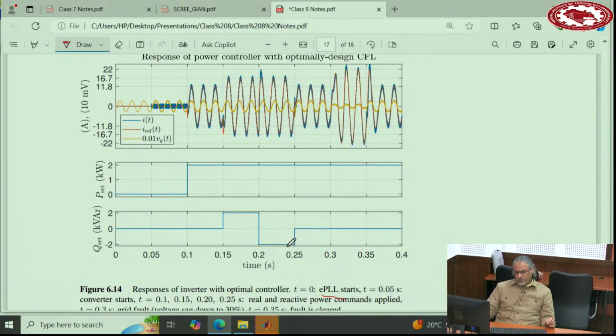And then negative 2000 vars. And then back to 0. Okay? So these are the tracking things. We have real power and reactive power. All three, we tested them here.